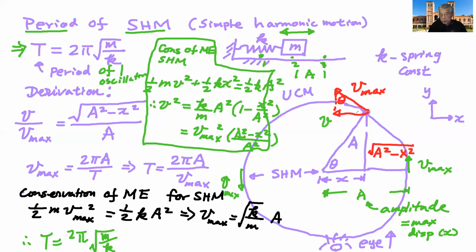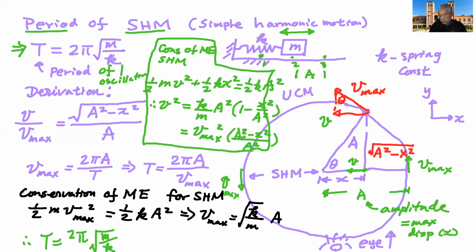V is this one, and basically it's the velocity of this SHM that's going this way right now. This is your V. So this V compared to Vmax, this edge compared to this edge. This V is facing theta.